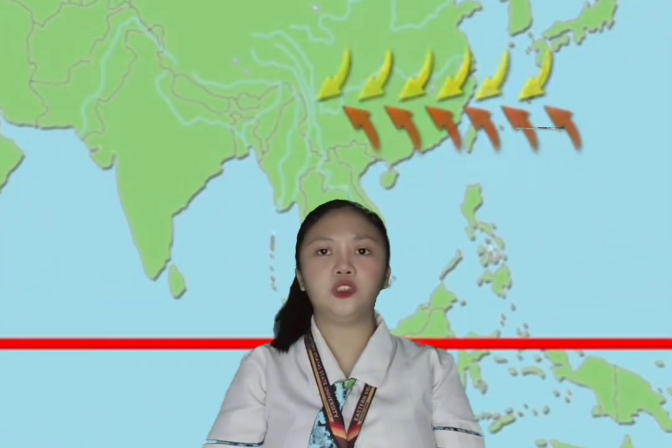Factors that affect the direction of the wind: unequal heating of Earth's surface and Earth's rotation. What is the intertropical convergence zone? It is a place where winds in the tropics meet or converge. Recall that the area near the equator is called the tropics.